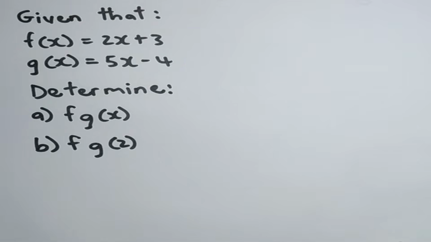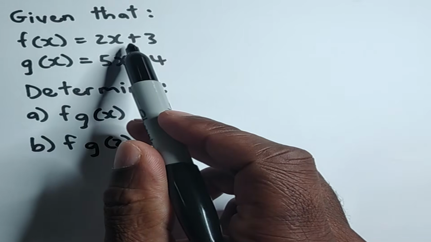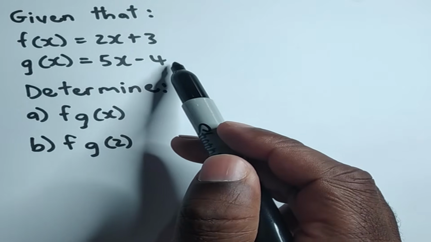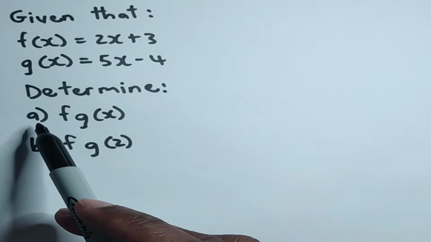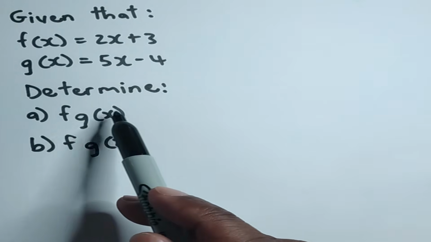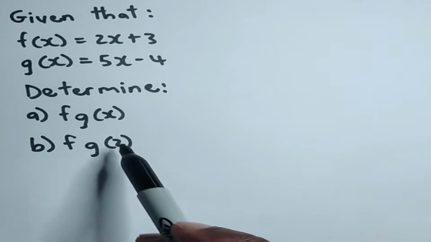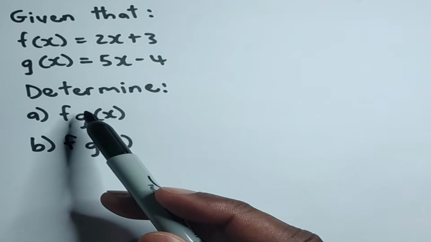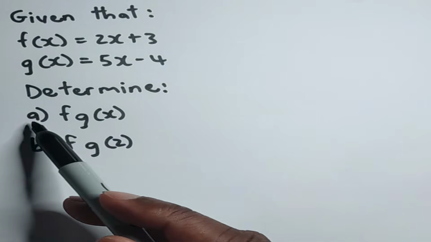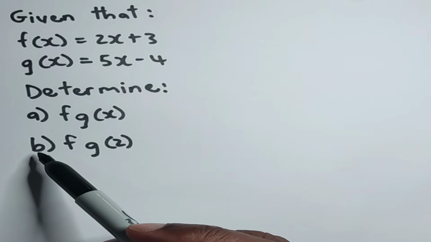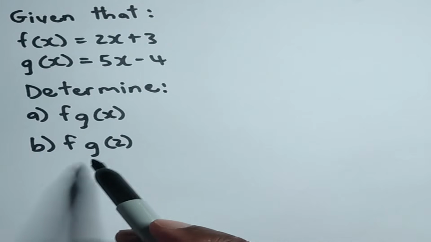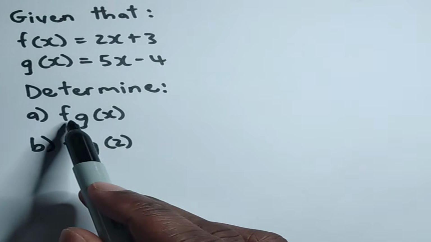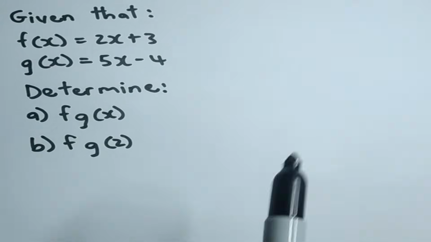All right, now given that f of x is equal to 2x plus 3 and g of x is equal to 5x minus 4, determine a, f of g of x, b, f of g of 2. All right, so they want us to find the function for f of g of x here, and once we obtain this function, then part b will be like a piece of cake. All right, so all we'll be required to do in part b is to substitute 2 in the function that we would have obtained in part a.